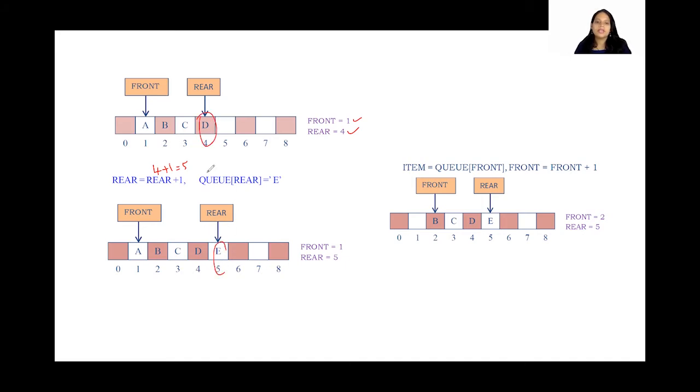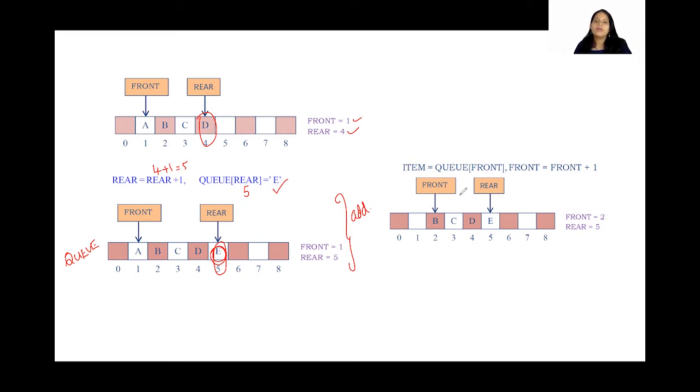And also I am saying Q. So what did I say in the beginning? I said that Q is the name of the array. So when I say Q of rear, it is nothing but Q of 5, which is equal to E. So this is how I am going to add an item into the queue. I'm going to say rear is equal to rear plus 1. I'm incrementing the pointer. And then in that place, I'm going to say Q of rear is equal to whatever the element I want to add.